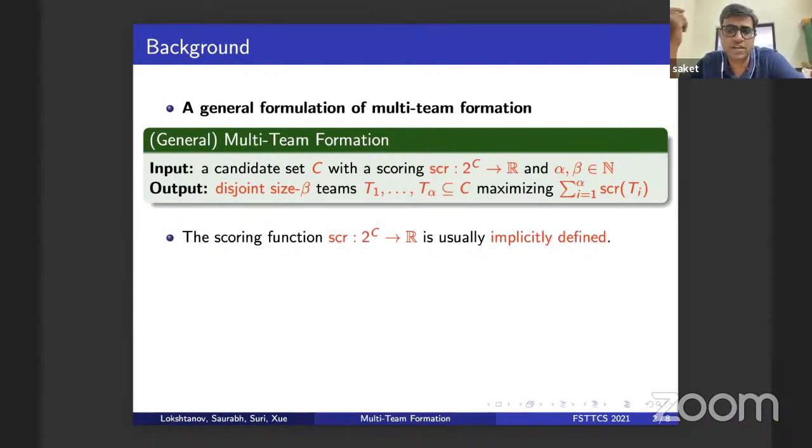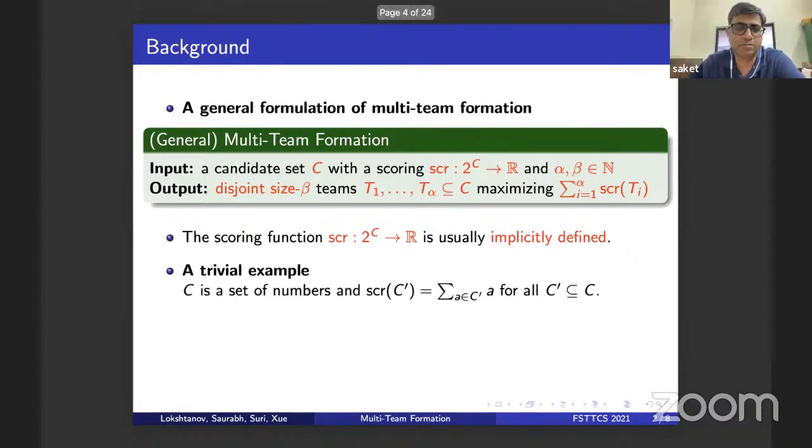Okay, so let's look at one example. This scoring function generally maps 2 to the power C to real numbers, and it is usually implicitly defined. For example, if C is some set of numbers, then what is the score of C prime, for some C prime subset of C? You just basically sum up the numbers.